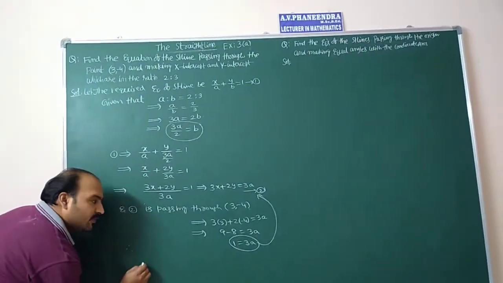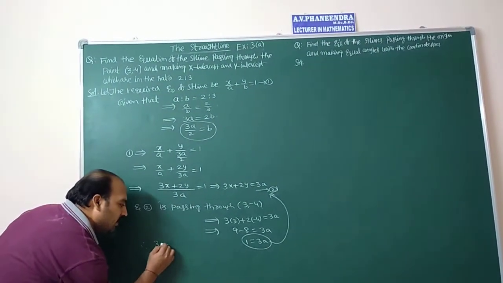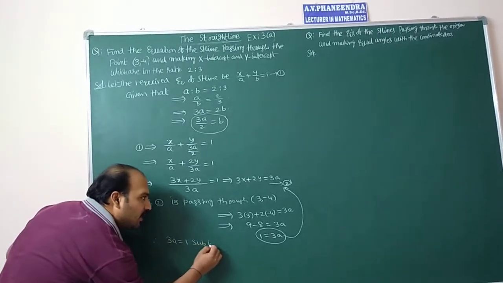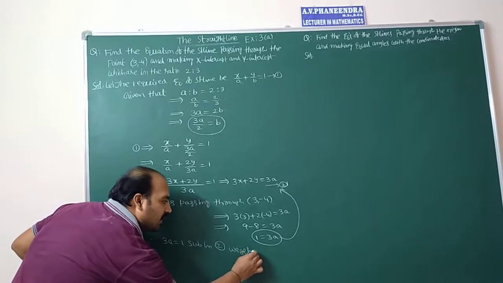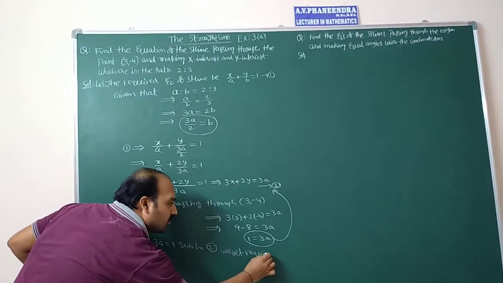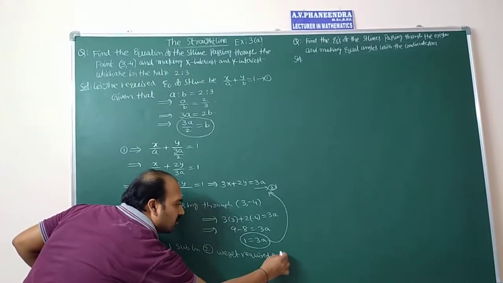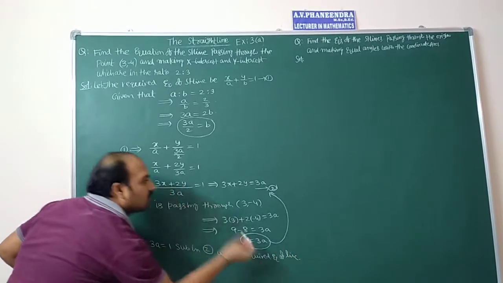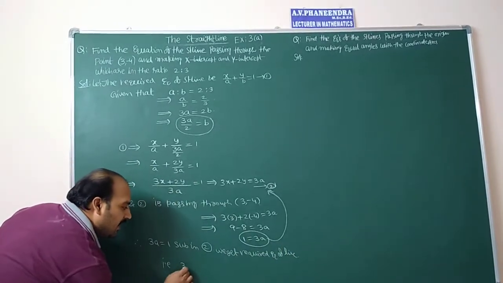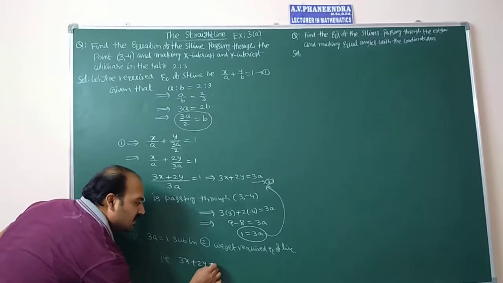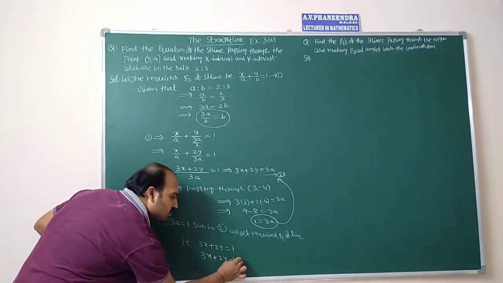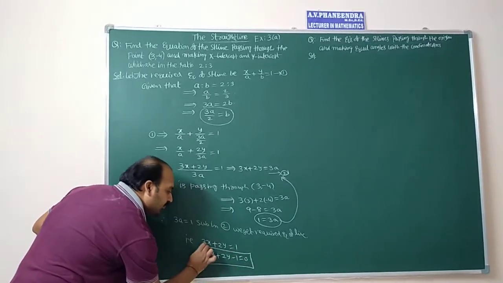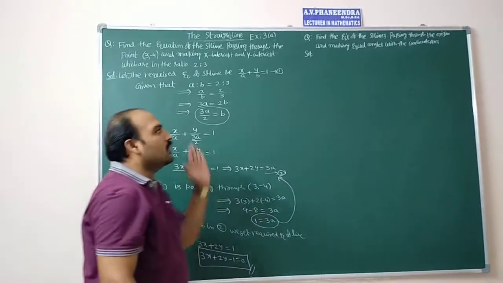Therefore 3a equals 1. Substitute in equation 2. We get the required equation of line, that is 3x + 2y = 1, or 3x + 2y - 1 = 0. We'll go to the next question.